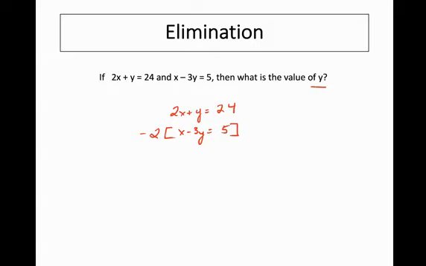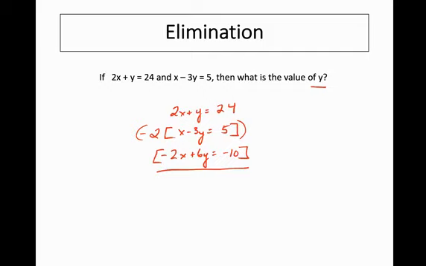If I distribute that -2, I'm going to end up with -2x. -2 times -3y gives me a +6y. And -2 times 5 is -10. Now, I can add these equations. Okay. You can ignore the middle one for a moment because I already doubled that.